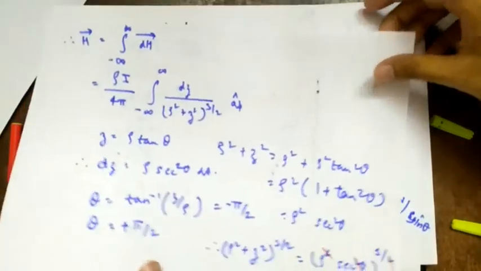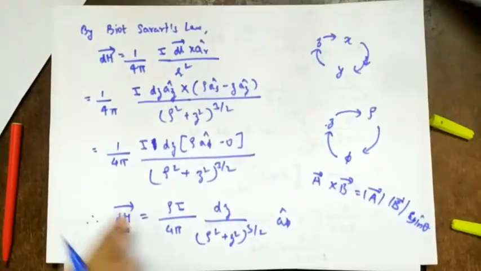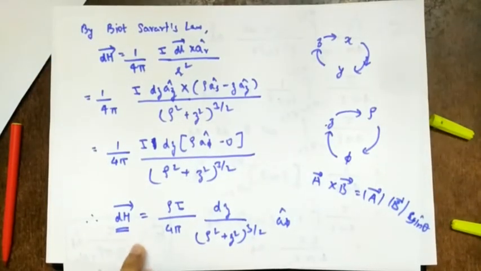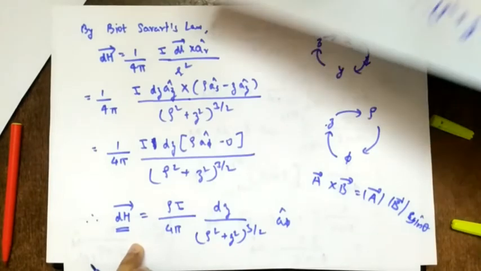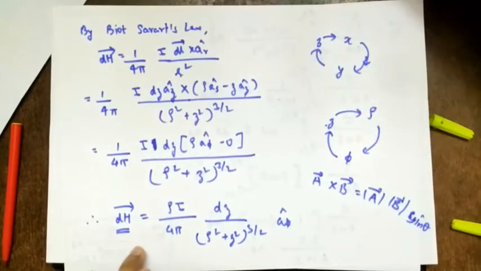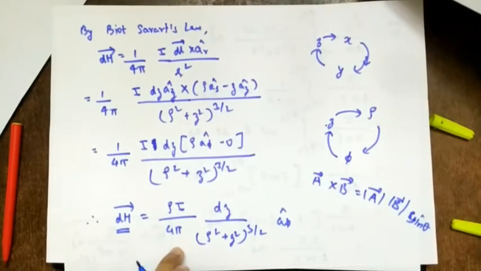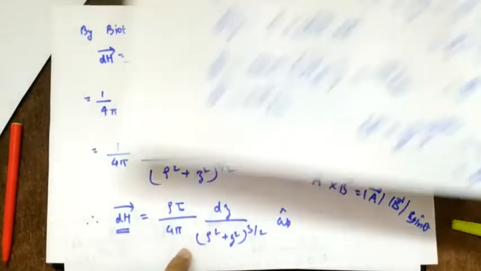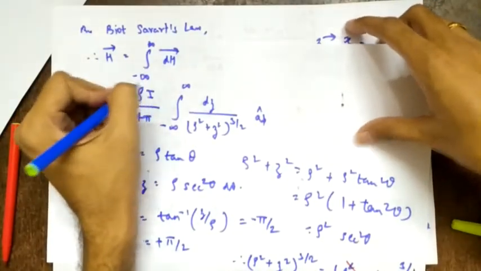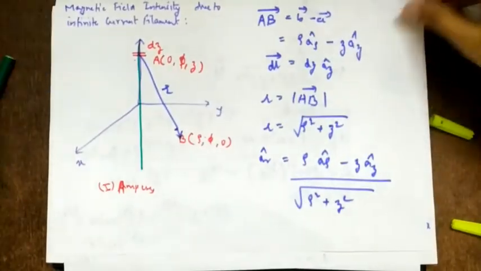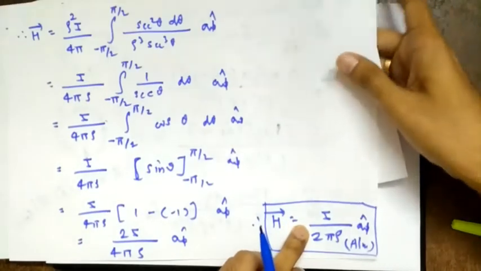So where is the other page? Then you will see this is the magnetic field intensity due to the small current element of length dz. Since we intend to find the total magnetic field intensity over the infinite current filament, therefore H vector equals this. Then finally we will come to the last expression, which is over here. So this is the last expression. This way you have to write.